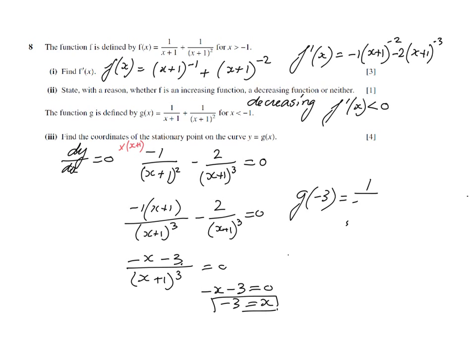So 1 over (minus 3 plus 1) plus 1 over (minus 3 plus 1) squared. What is that? Minus a half, and then this becomes positive a quarter, so that is then minus a quarter. So the coordinates of my stationary point are (-3, minus a quarter).